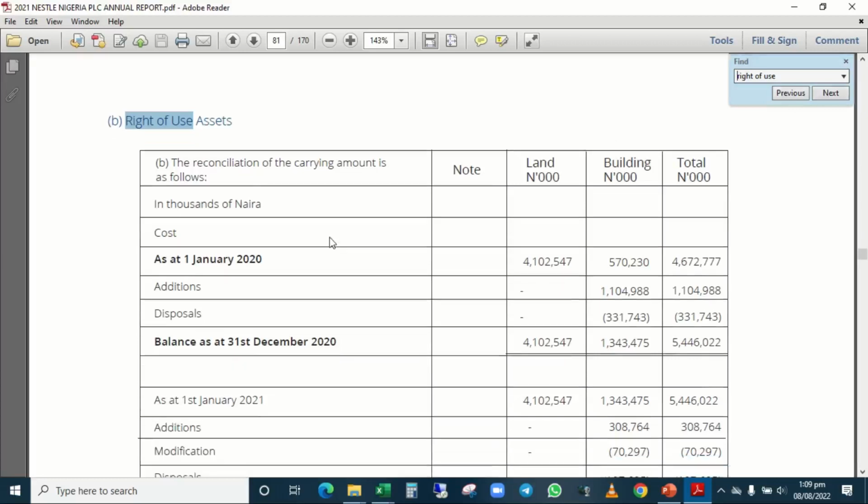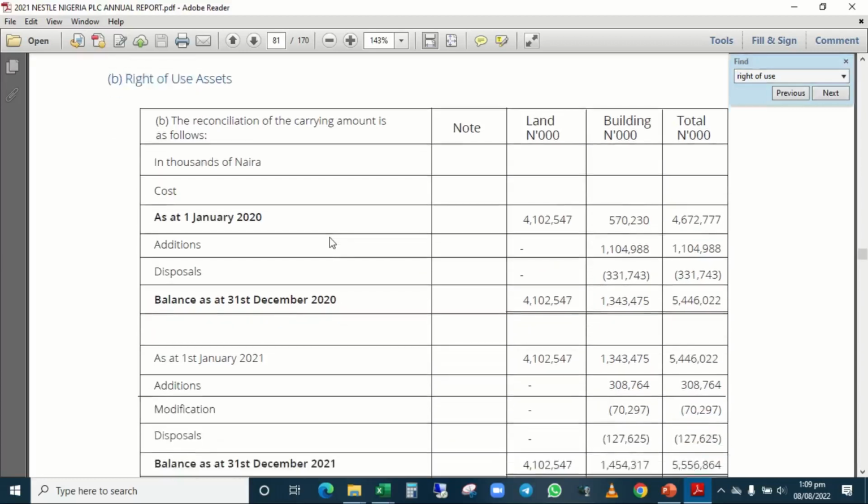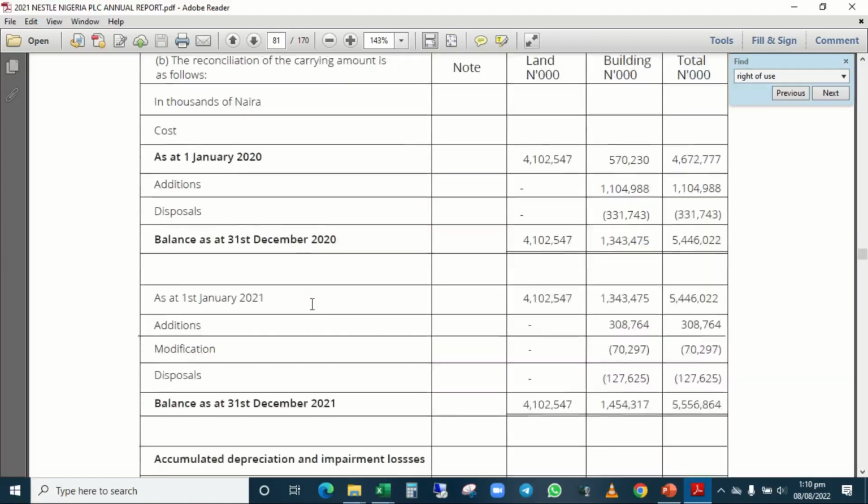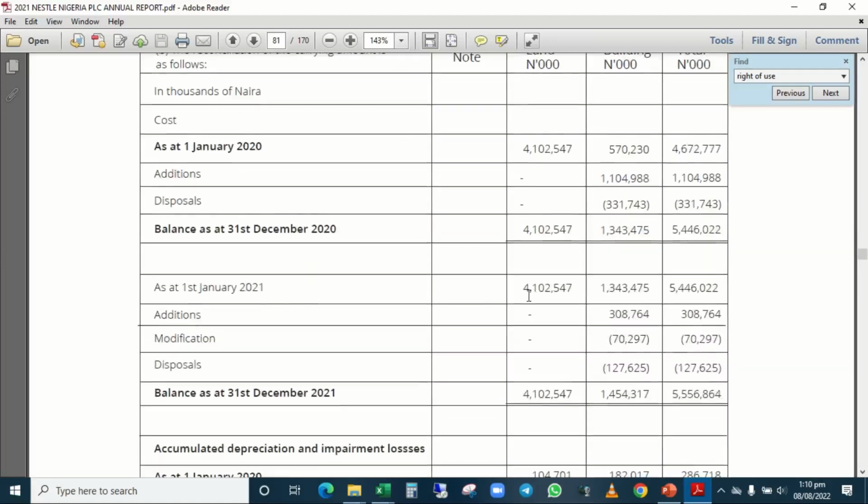So you can see the right of use asset schedule here. The items that are actually used for the lease are land and building. So those are the assets in the lease. Okay, so I'm going to concentrate on 2021. On 1st January 2021, they had the land of this in the lease and the building of this in the lease. Then they had an addition, modification, disposal, and here they've got the balance.